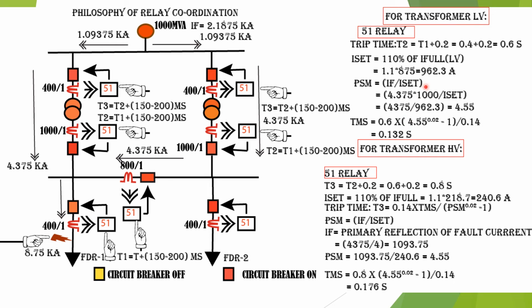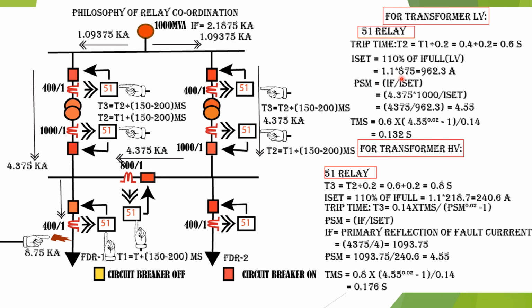Now again we'll calculate the value of the TMS for the overcurrent relay for the LV side of the transformer. Again, a 200 millisecond grading margin has been chosen. So trip time comes as T1 plus 0.2, where T1 is the trip time of the overcurrent relay of the bus coupler, which is 0.4, plus grading margin 0.2, which is equal to 0.6 second.